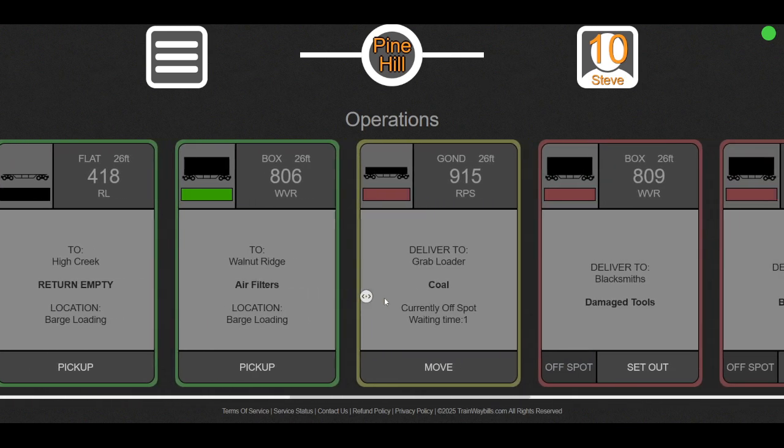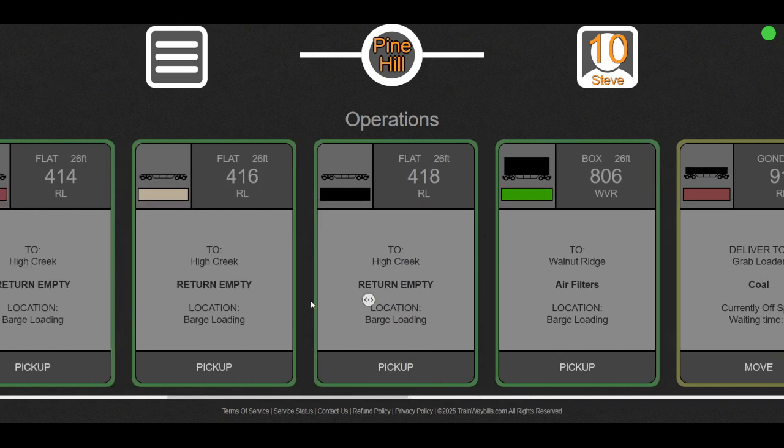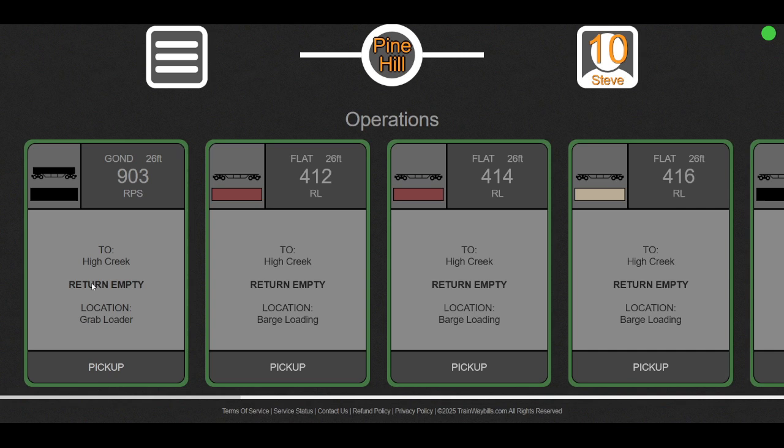So I'm going to have a quick look over here. Oh, we've got an off spot here. Now what that means is that's been sat there waiting to go into the grab loader. Well, as you well know, if we go back, we've actually got one coming out of the grab loader. So what we can do is, although this is a westbound, we can pull this out and we can make way for the other grab loader.